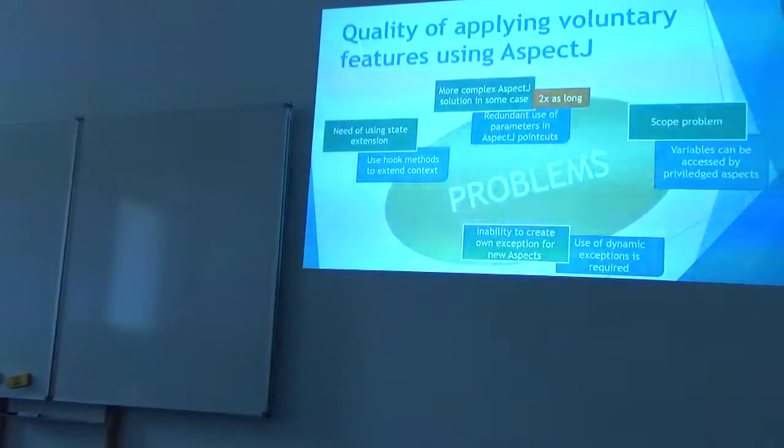like some logging inside a method or another operation inside a method. And empty methods which are added to object-oriented code are needed, which are known as hooks. They can be caught by aspects. And there is an ability to create your own exception for new aspects, and it is necessary to use dynamic exception and so on.